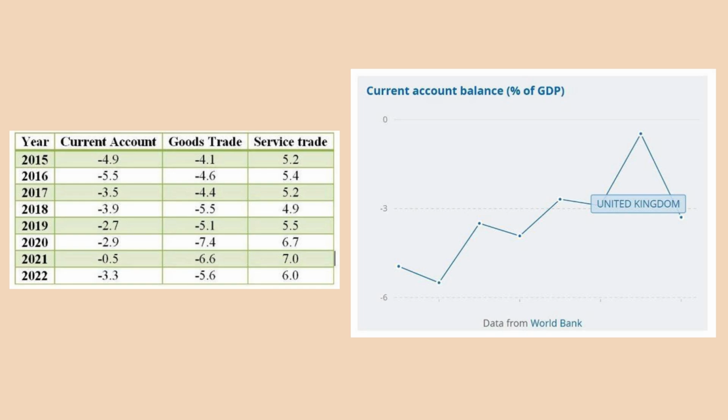trade every year. So, the key points are that the UK consistently runs an overall current account deficit. This deficit is driven by a large goods trade deficit, but it is partially offset by a surplus in services trade. So, while the UK struggles with goods trade, its strong services sector provides an important counterbalance in its overall trade position relative to GDP.